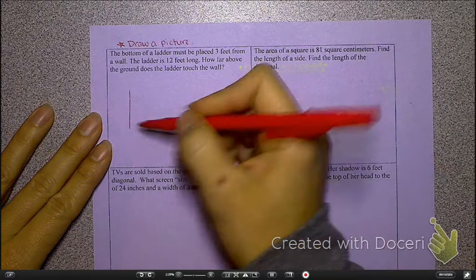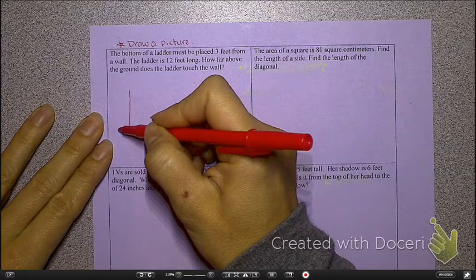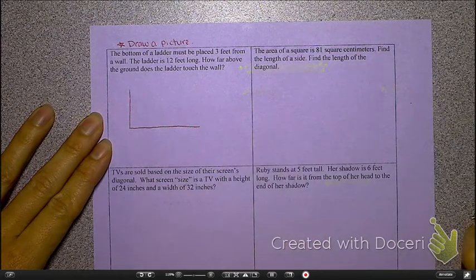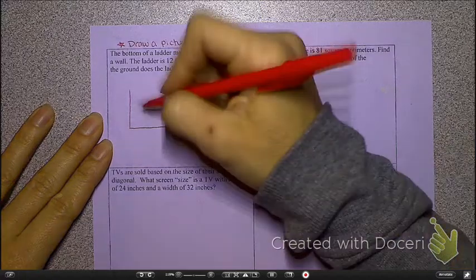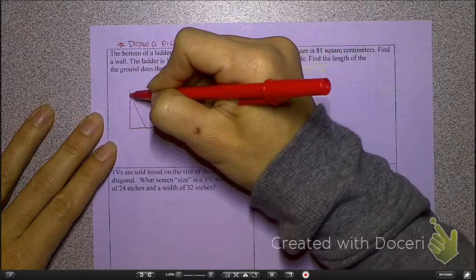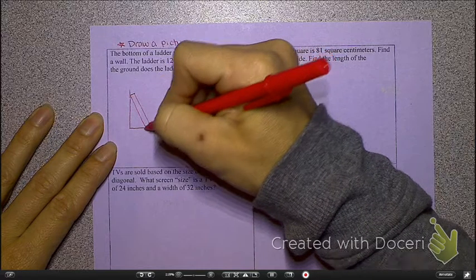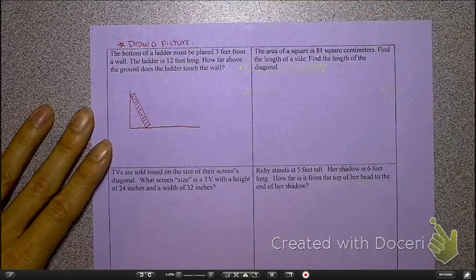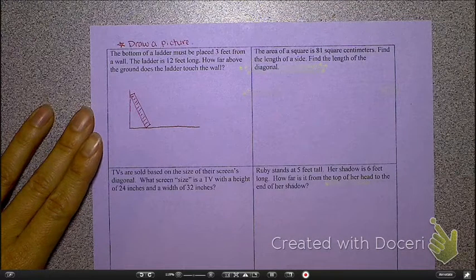Okay, so if you think about how the wall is, here's the wall, right? And the ladder is not just floating in air, it's on the ground, right? So here's the ground. Does that make sense? And we're taking this ladder and we're leaning it against the wall, so it's doing something like this, right? Here's your ladder. Okay? And it's leaning against the wall.